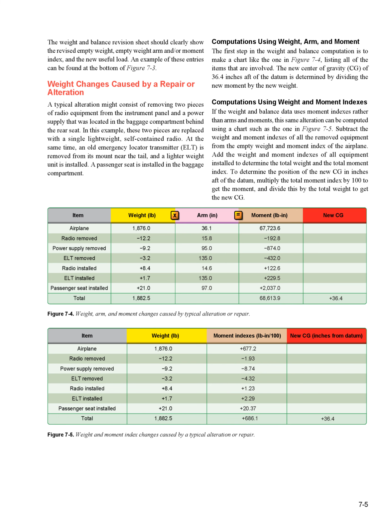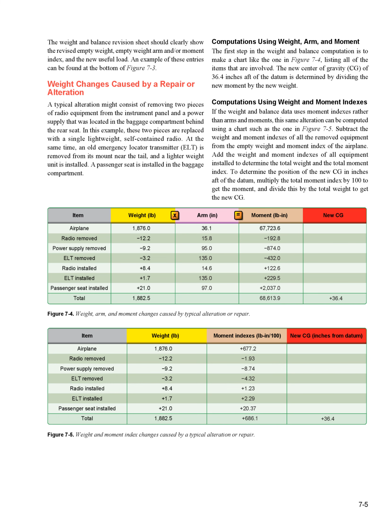Weight changes caused by a repair or alteration. A typical alteration might consist of removing two pieces of radio equipment from the instrument panel and a power supply that was located in the baggage compartment behind the rear seat. In this example, these two pieces are replaced with a single lightweight, self-contained radio. At the same time, an old emergency locator transmitter, ELT, is removed from its mount near the tail, and a lighter weight unit is installed. A passenger seat is installed in the baggage compartment.